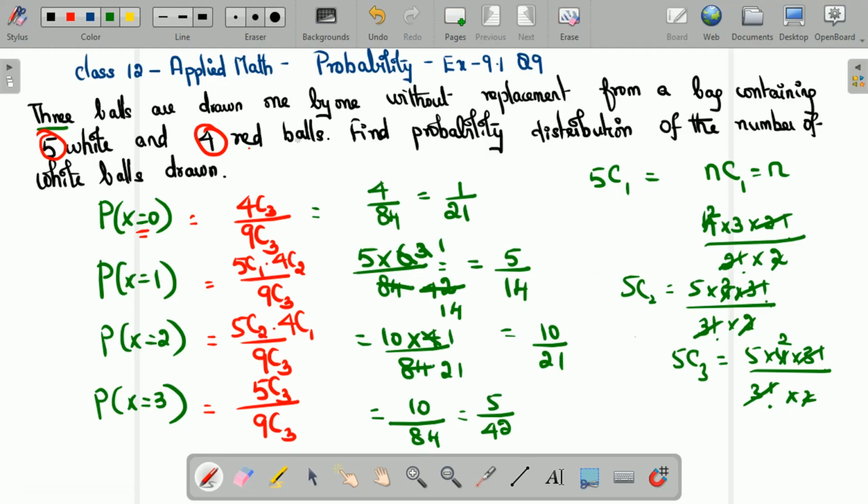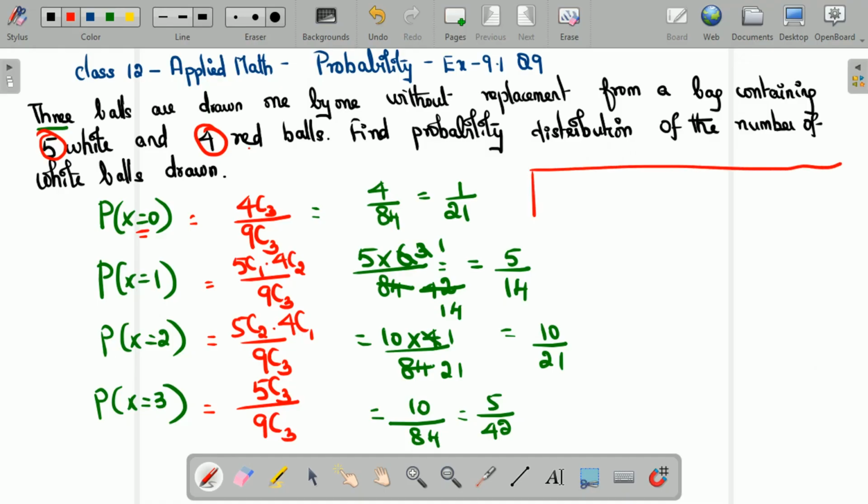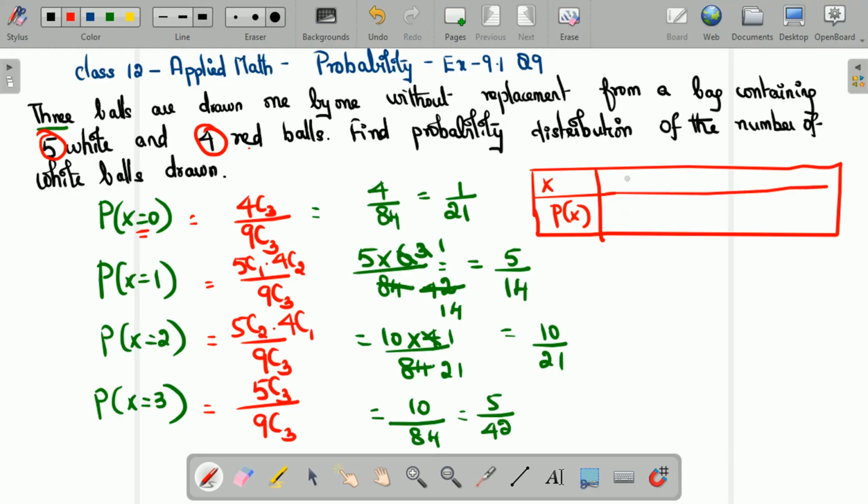Now they've asked for a probability distribution, which means you have to put it in a table. Let's draw a table like this, so that in the table we are listing out all the possible values that X can take, and the corresponding P of X that you need to write. So X in this case is going to take the values 0, 1, 2 and 3. Now P of X we just computed. So this is 1 by 21, 5 by 14, 10 by 21 and 5 by 42.